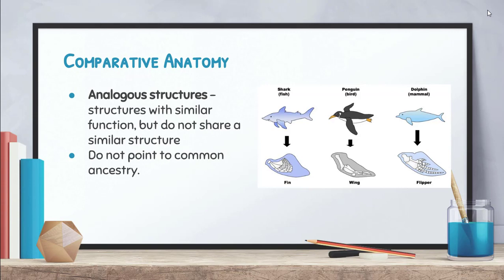Now, even though they're used for the same purpose, it does not point to common ancestry because the bone structures are very different from one another. They've just evolved to live in the same environment. So even though they live in the same environment, they do not share a common ancestor because the bone structures are not homologous to one another.